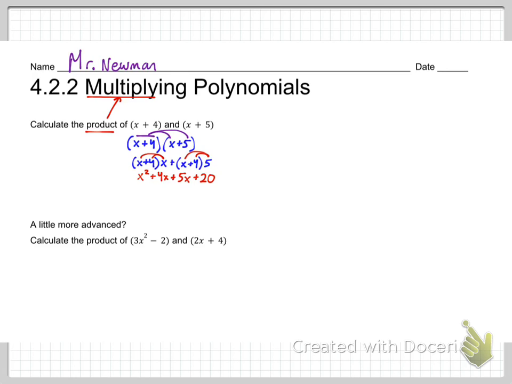Then we need to combine like terms, 4x and 5x. Those are like terms because they have the same variable with the same powers. And we get x squared plus 9x plus 20.